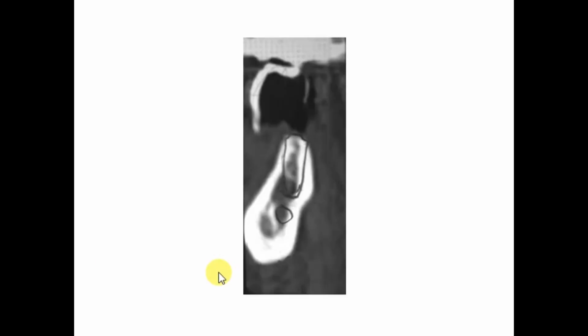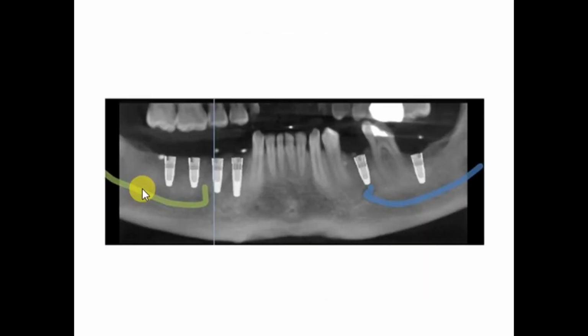At least 1 to 1.5 millimeters should be present between the implant and the buccal or lingual plates of bone, here and here. At least 3 millimeters should be present between the adjacent implants, here, here, here. I should have 3 millimeters present between adjacent implants.